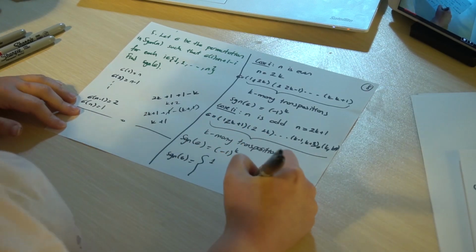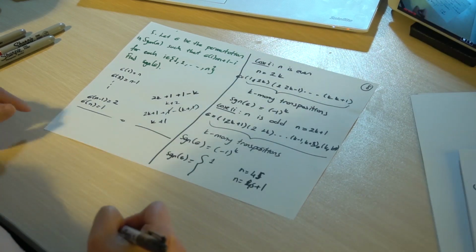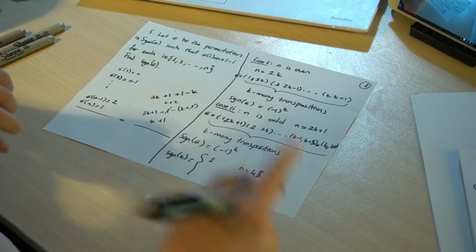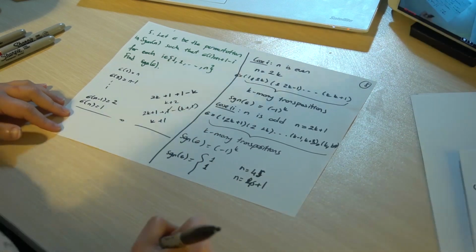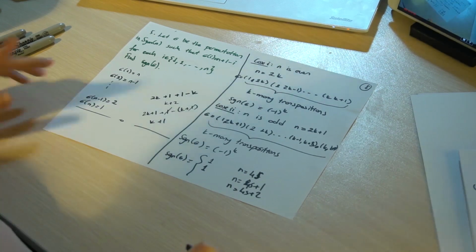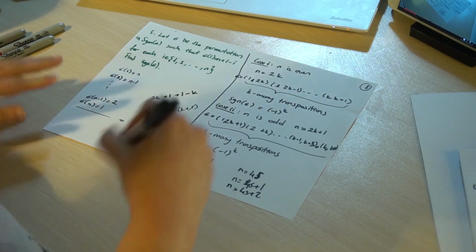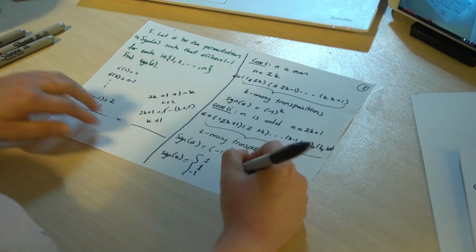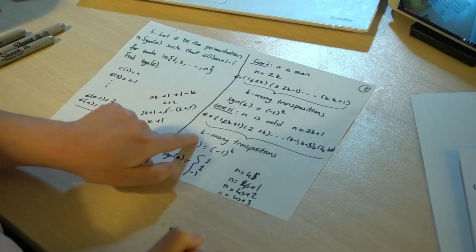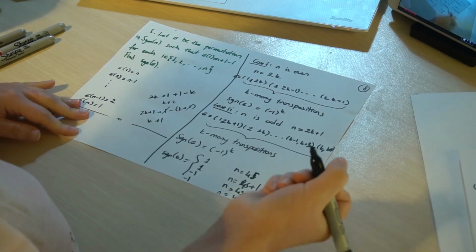If n is equal to 4s plus 1, then k becomes 2s. Again, the sign will be 1. If n is equal to 4s plus 2, k becomes 2s plus 1. So the sign will be minus 1. If n is equal to 4s plus 3, then k becomes 2s plus 1. So the sign becomes minus 1.